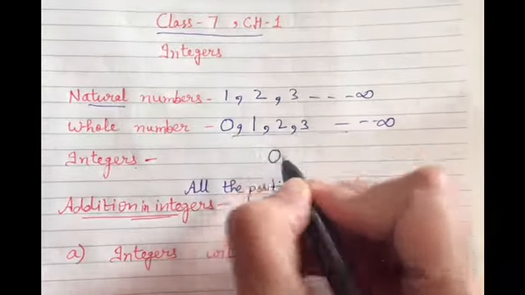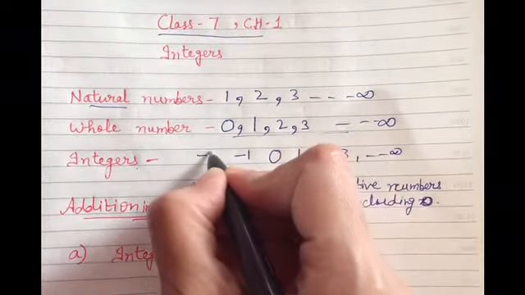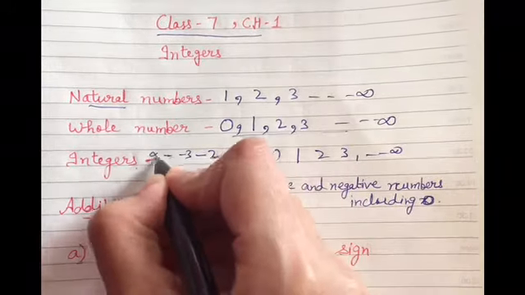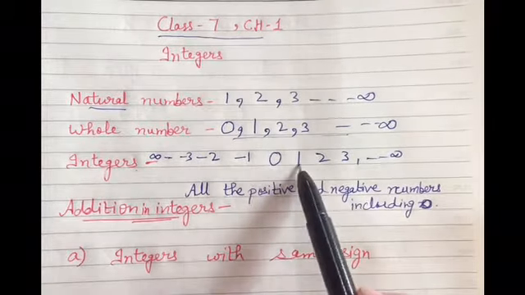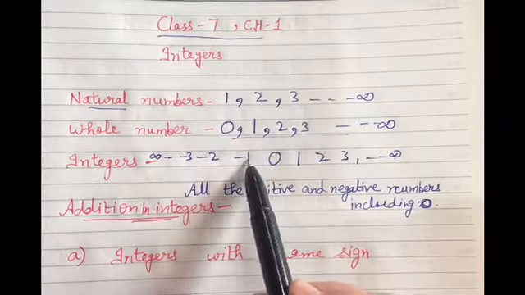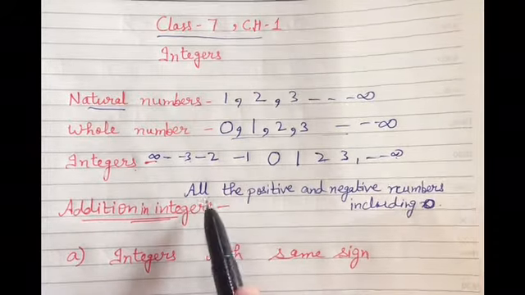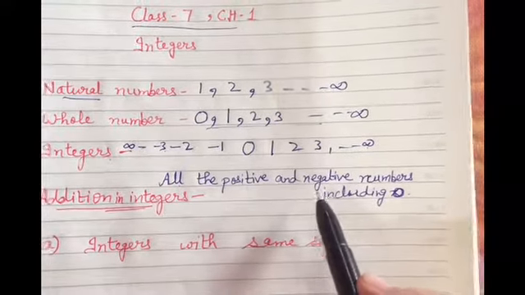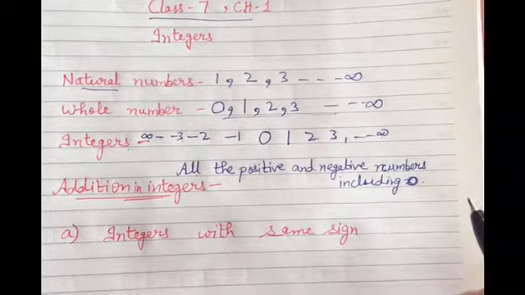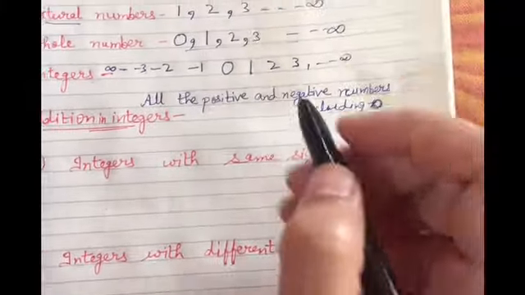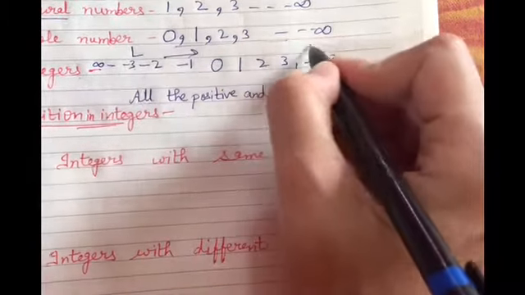Integers are the positive and negative whole numbers including 0. So these are the positive 1, 2, 3, 4 up to infinity, negative -1, -2, -3 up to infinity including 0. These are the integers. All the positive and the negative numbers including 0 are called integers. Fine. So these are the basic property, and the value of integers increases when we go from left to right.